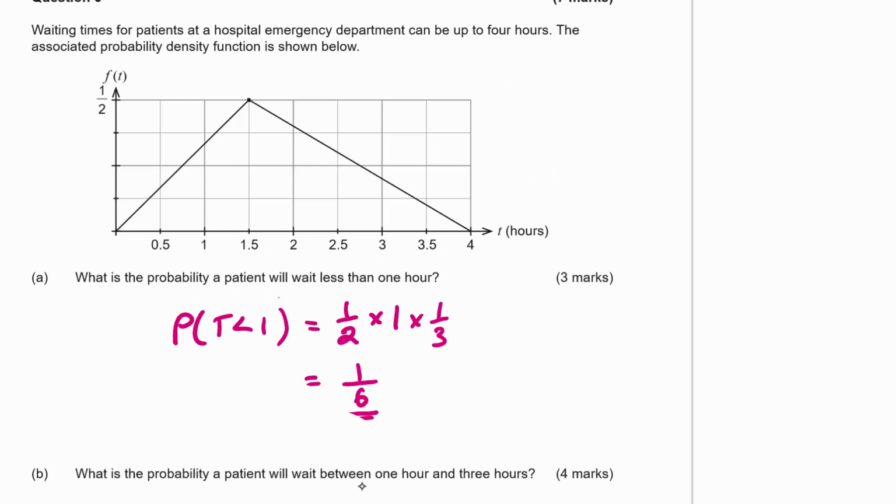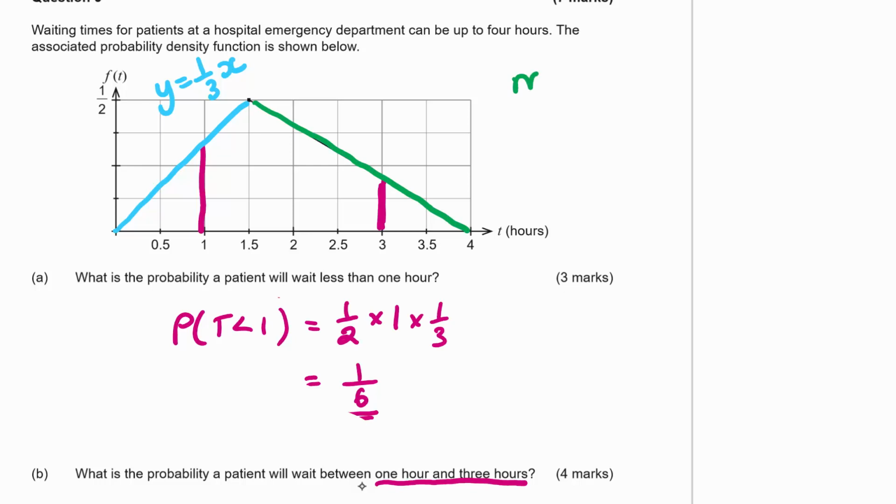Now the second part of the question says, what's the probability a patient will wait between 1 hour and 3 hours? So it's going to be this area here. And frankly, I'm going to do this by working out the functions and integrating rather than doing lots of horrible work with fractions. So in the first part of the question, I already spoke about the fact that this line is y is equal to 1/3 x. So what about this one here?